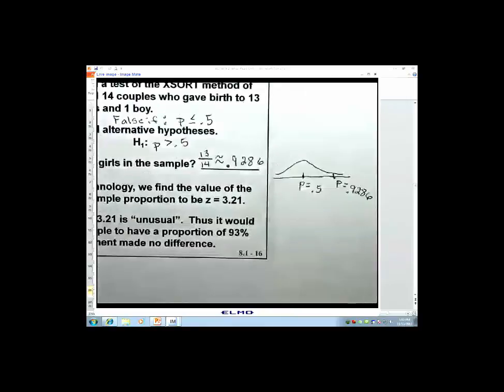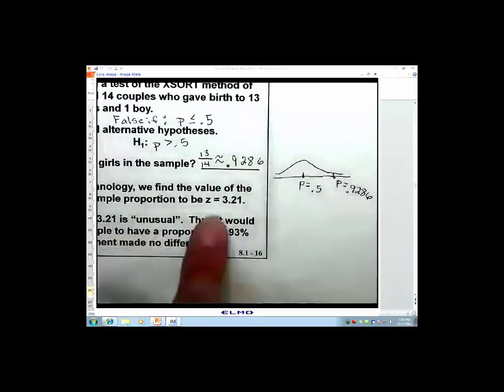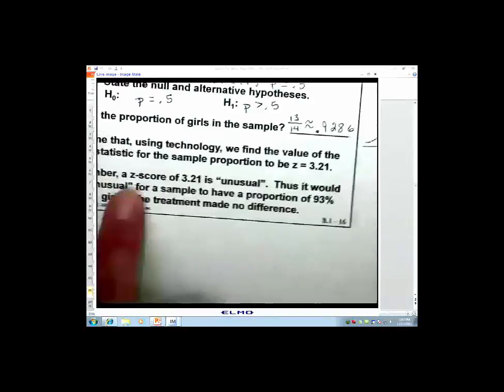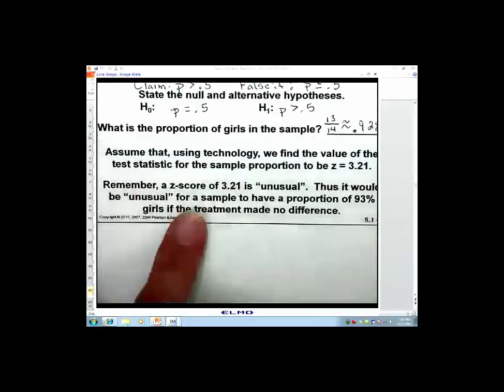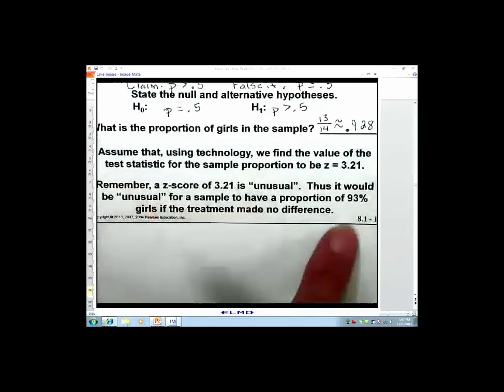Now, we don't know how to use the calculator to find the z-score yet, but let's play like we did, and we did it on the calculator, and that z-score comes out to be 3.21. That's more than 3 standard deviations from the mean. Is it likely or unlikely to get something more than 3 standard deviations from the mean? Highly unlikely. All right, so a z-score of 3.21 is unusual. Thus, it would be unusual for a sample to have a proportion of 93% of the girls if the treatment was making no difference.